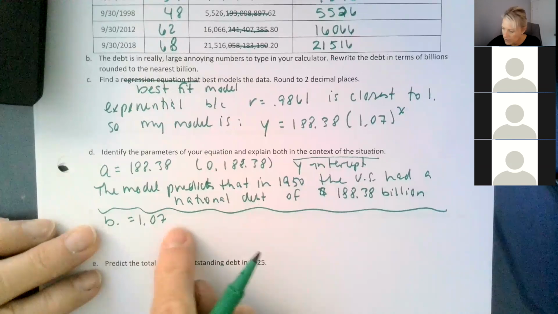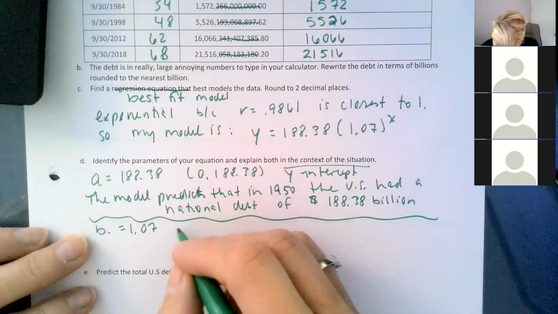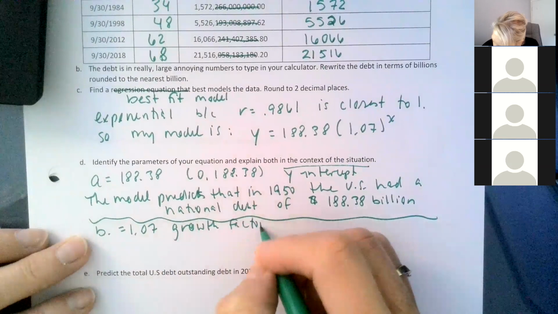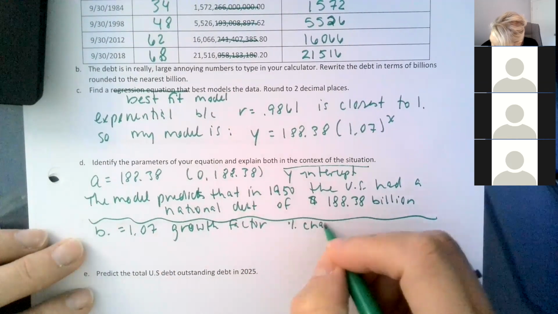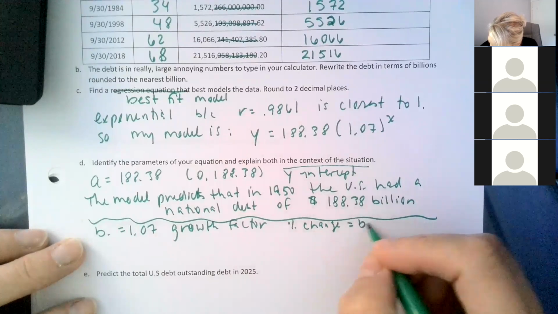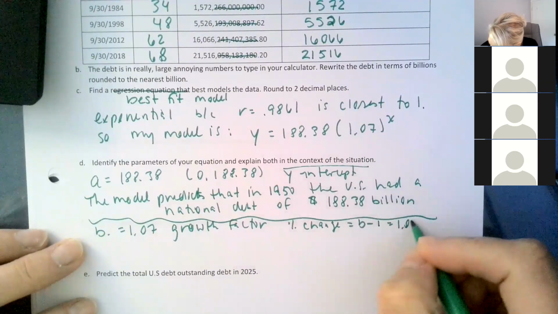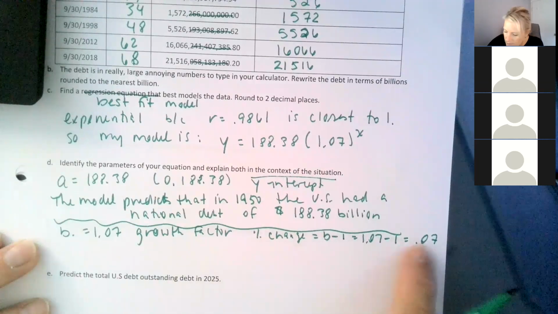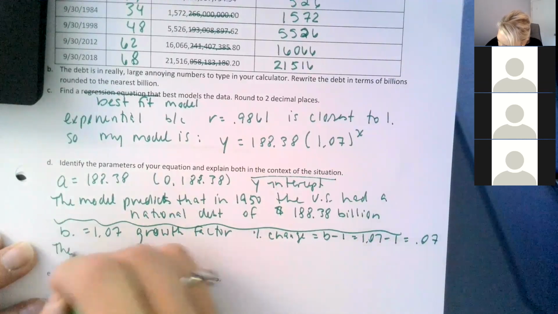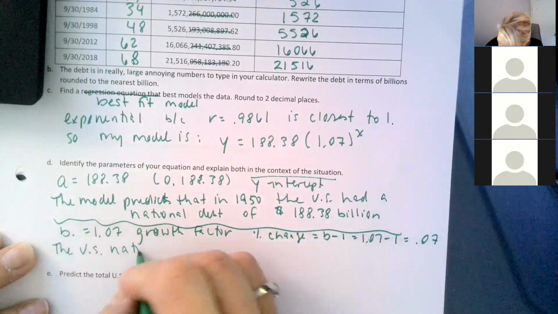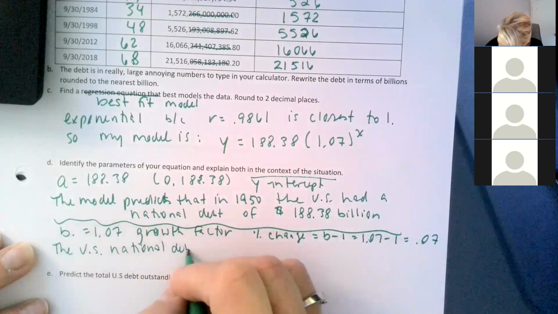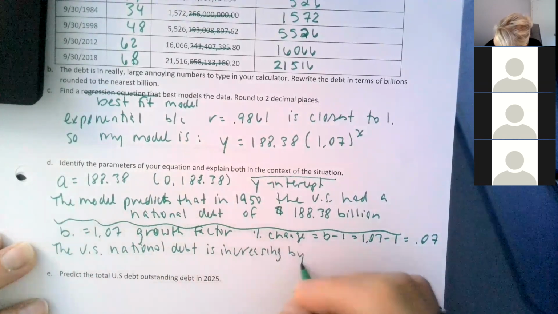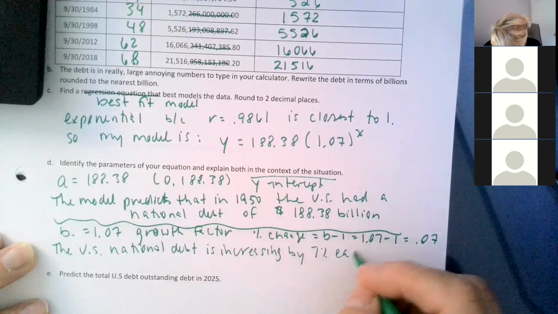Then this 1.07 tells me this is my growth factor. So when I ask for growth factor, I want you to give me this. This is the multiplier. But the percent change is found by taking B and subtracting 1. So 1.07 minus 1 is 0.07, right? And so that 0.07 says that the U.S. national debt is increasing by 7% each year.